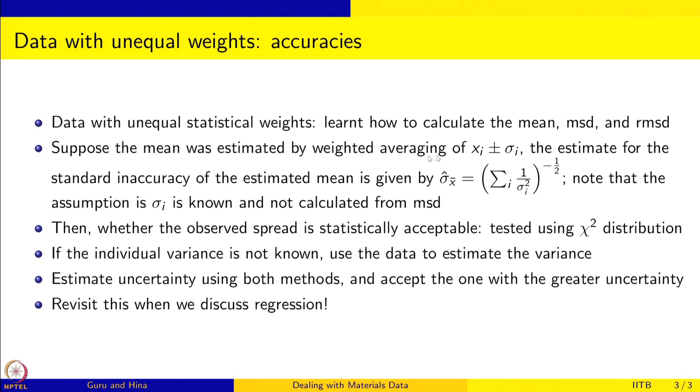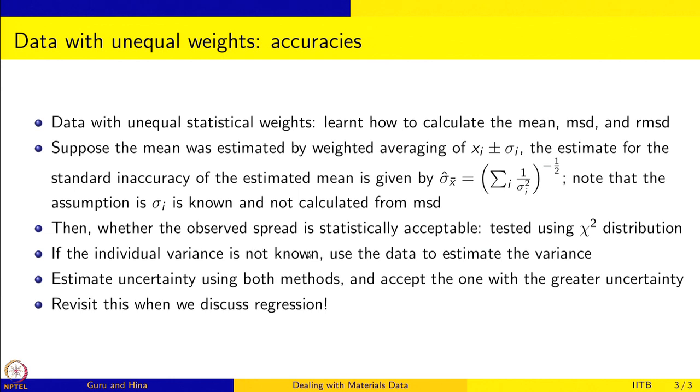So notice that we are saying that for every data point the deviation could be different, it need not be constant. And we are also assuming that this sigma i is known and it is not calculated from MSD or anything like that. Because it is a sum of squares of random variables, the observed spread should follow a chi-square distribution if it truly follows. So we can compare the data spread with the chi-square distribution and decide whether what we are seeing is acceptable or not. So that is how we do this test.